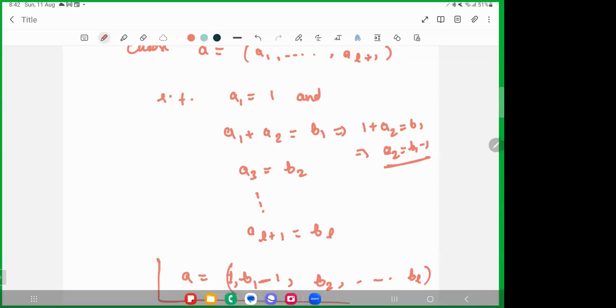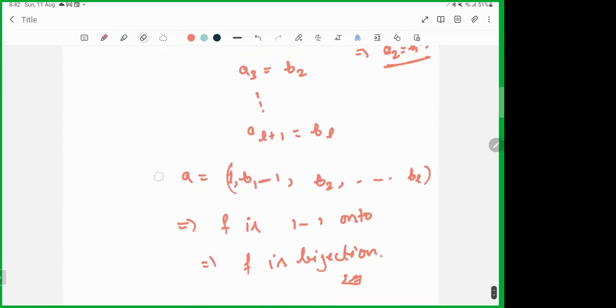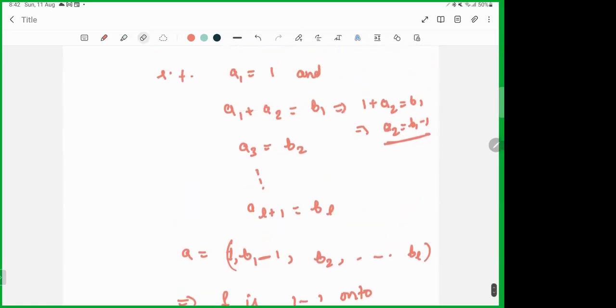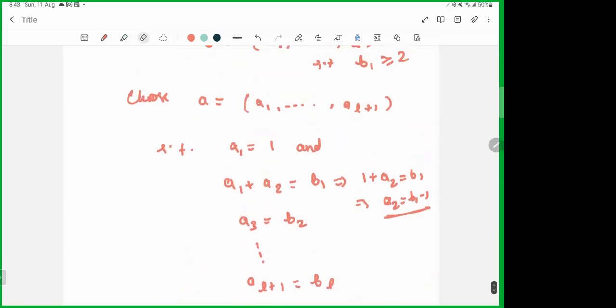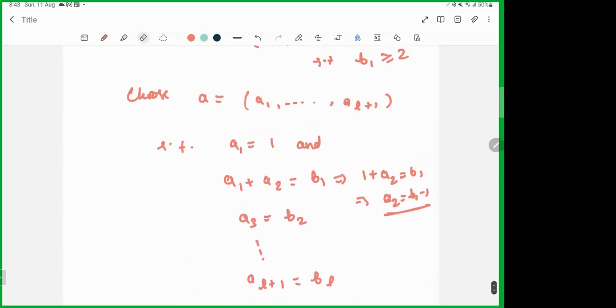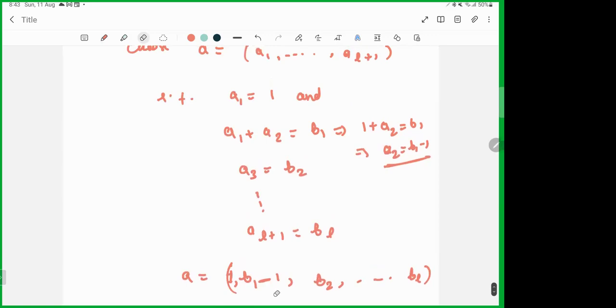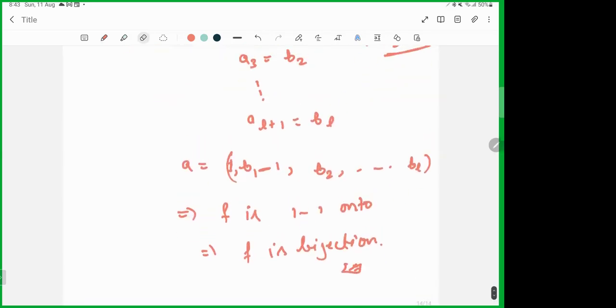Now is this clear? Because otherwise this sum will be n minus 1, so how would it be n? A should be this thing. Yes, a1 is 1 and a2 is b1 minus 1, and so on. Is this clear now? Yes, sir, you are pointing at this. Correct. Good.